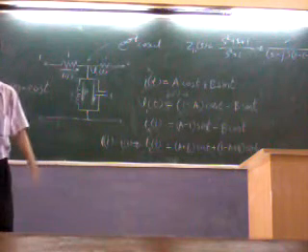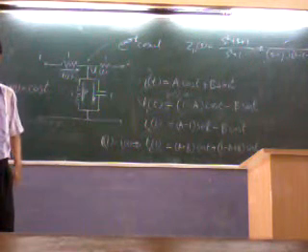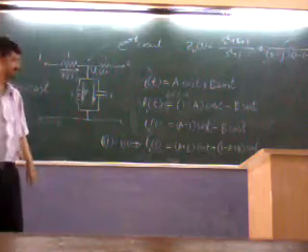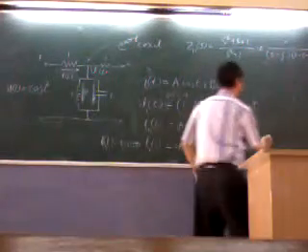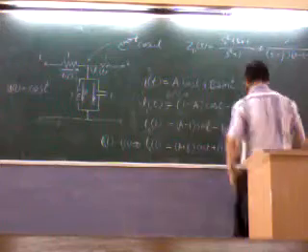This is I_L(t). Now what is V_L(t)? It is L di by dt. So you find it out from this.